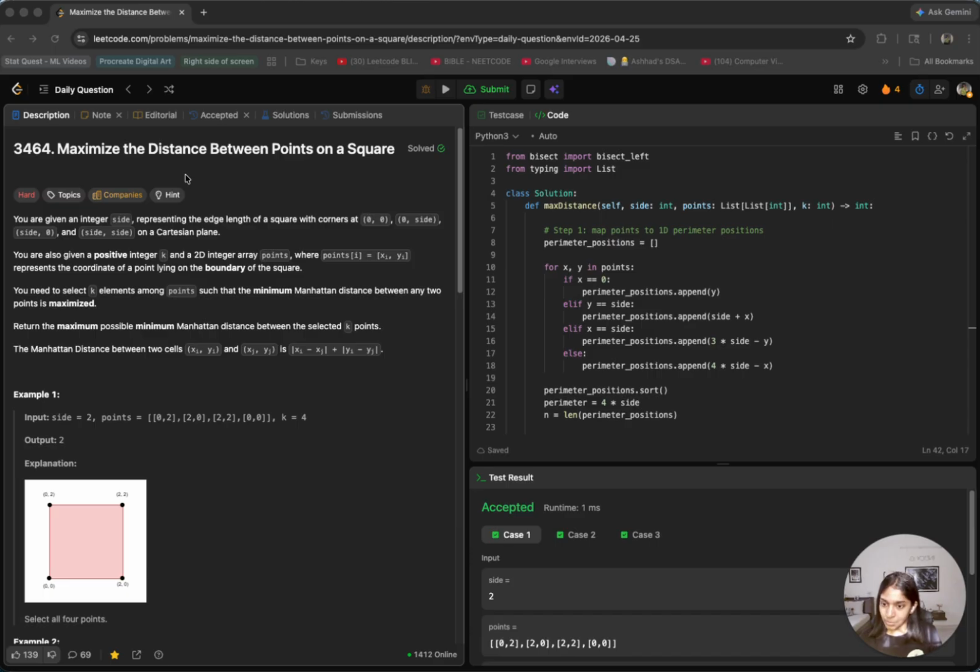So what this problem is asking us is, we're going to be given an array of points, which are x1, y1 coordinates, and we're going to be given a value k, which is the number of points we have to select from this array of points, and we're going to be given the value of a side. So the question is asking us, return the maximum possible minimum Manhattan distance between the selected k points.